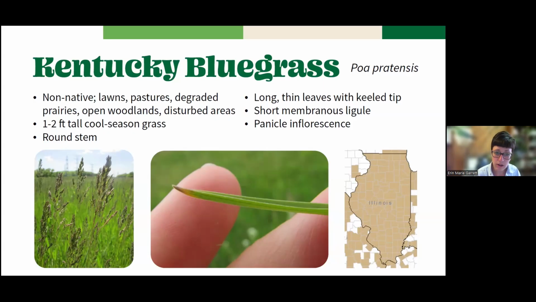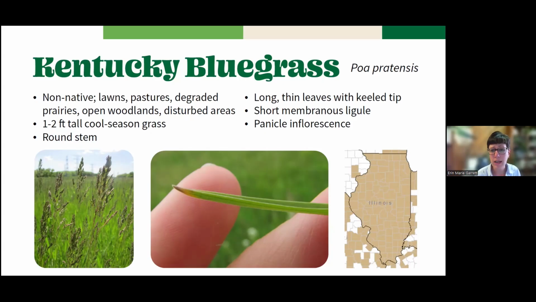It is a cool season grass, as a lot of us know from our lawns. And if we're not mowing it constantly, it can get up to 2 feet tall. So it's going to look a little different than what we're used to in a lawn setting. One thing with this bluegrass that's helpful in telling it apart from some others is that it has a round stem. There's another bluegrass that looks very similar that has a flattened stem. That's Canada bluegrass. So that's one way to tell those two apart.